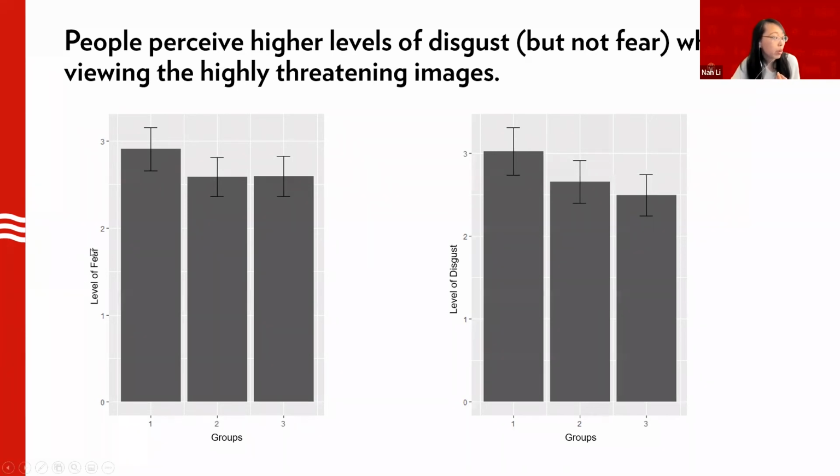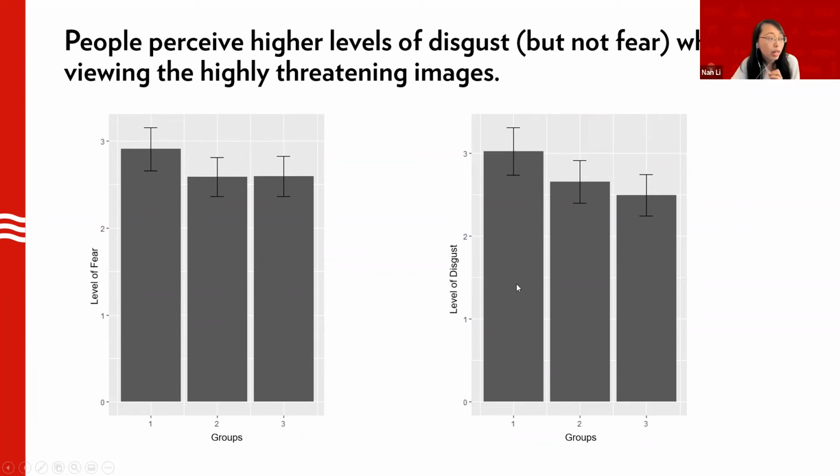So this one represents fear. You can see for all the groups that actually receive some kind of visual stimuli, the difference in the level of fear is not significant. This one is slightly higher, but the difference is not significant, as the error bars overlap here.